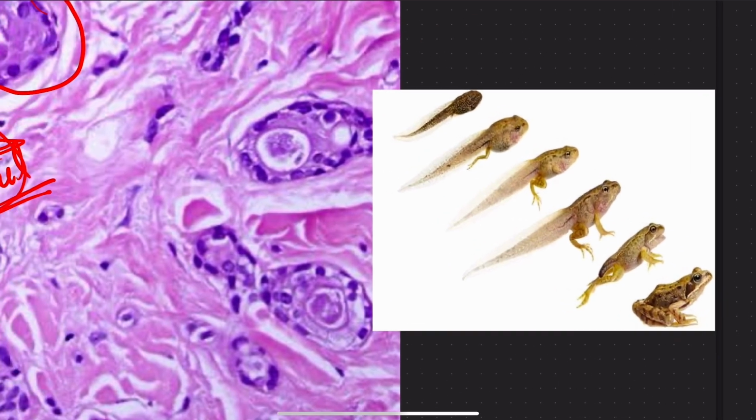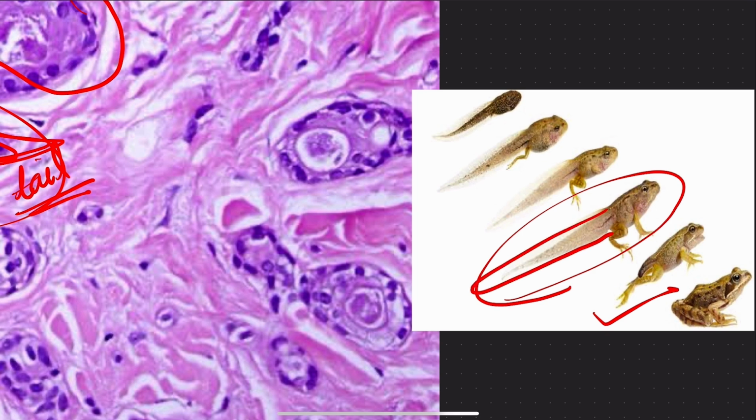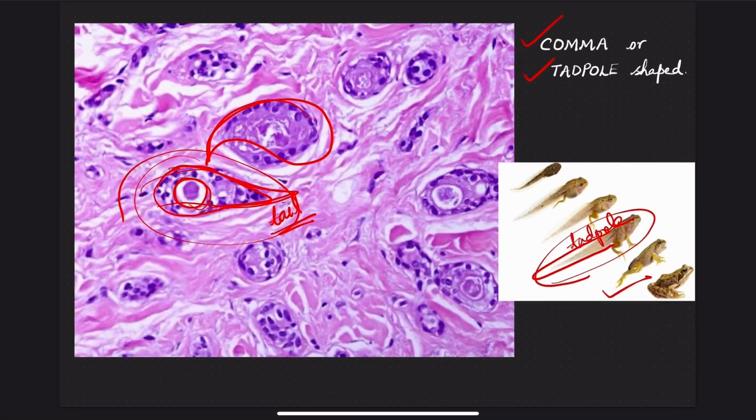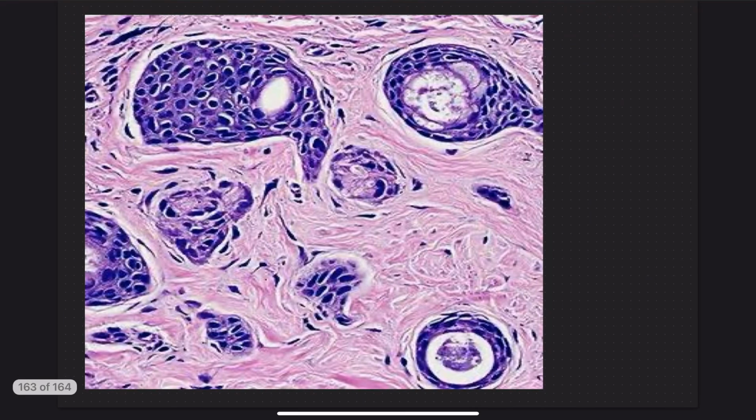Tadpole is nothing but the larval stage in the development of a frog, which has a tail-like projection. This gives you an appearance of a tadpole tail, and hence the name tadpole-shaped or comma-shaped ductules. Here you can also visualize the dense collagenous stroma in the background. Here and there, isolated islands of cells. Another high power view shows one of the ductules.